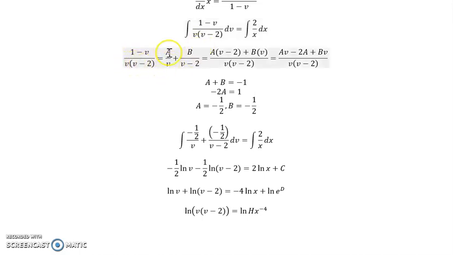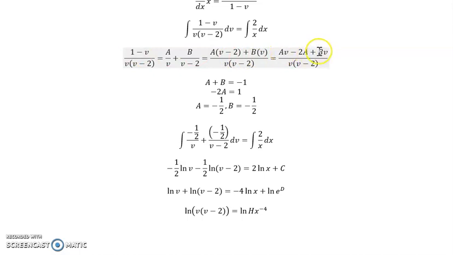And so I've separated here my factors into 2 terms. I find my common denominator by multiplying a times v minus 2 and b times v and adding them together. And then I want to set equal to each other the coefficients for v on this side with the coefficients for v on this side. And same thing for the constants on this side with the constants on that side.